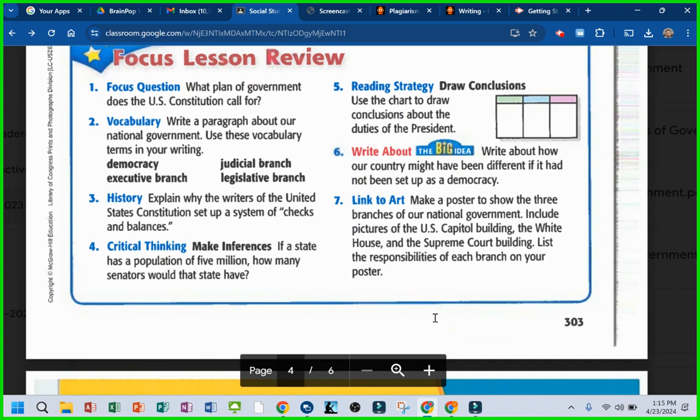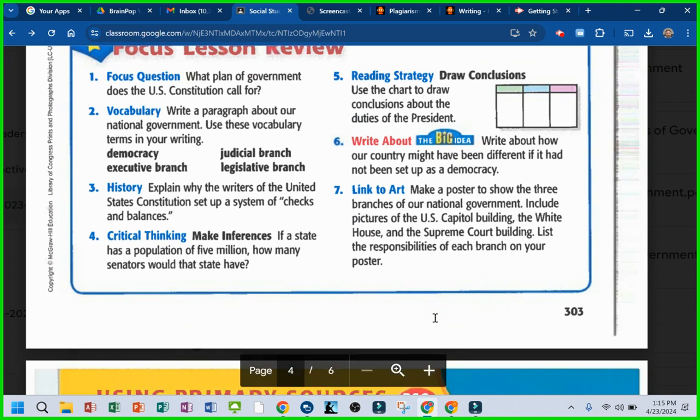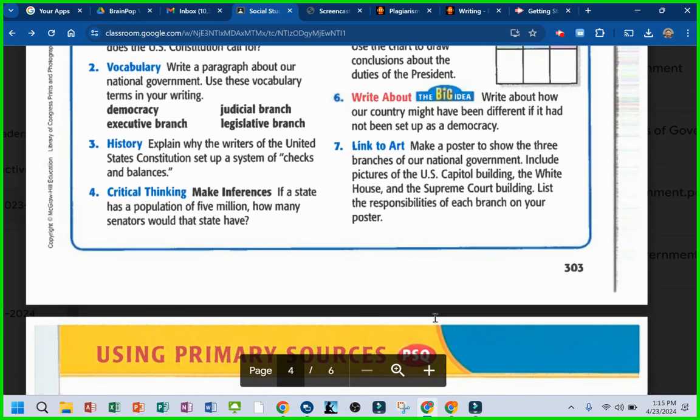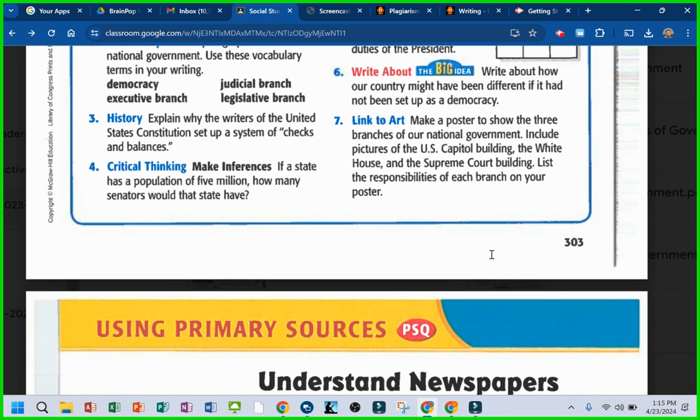Okay. Write about how our country might have been different if it had not been set up by a democracy, right? What would be different if we were not a democracy? And then finally, make a poster to show 3 branches of our government. Include pictures of the U.S. Capitol building, the White House, and the Supreme Court building. List the responsibilities of each branch on your poster.